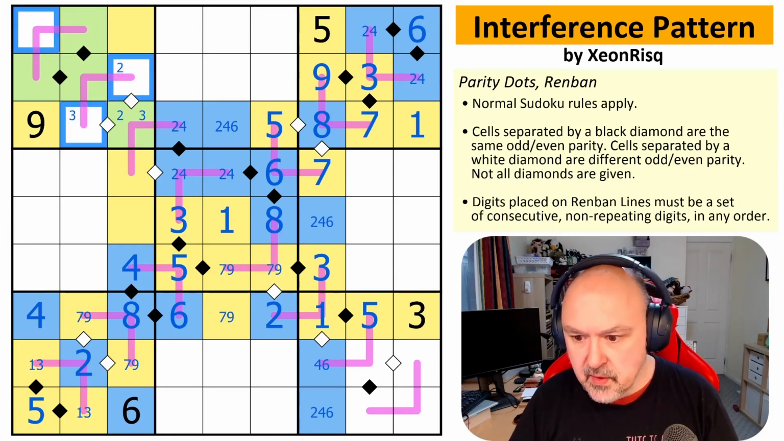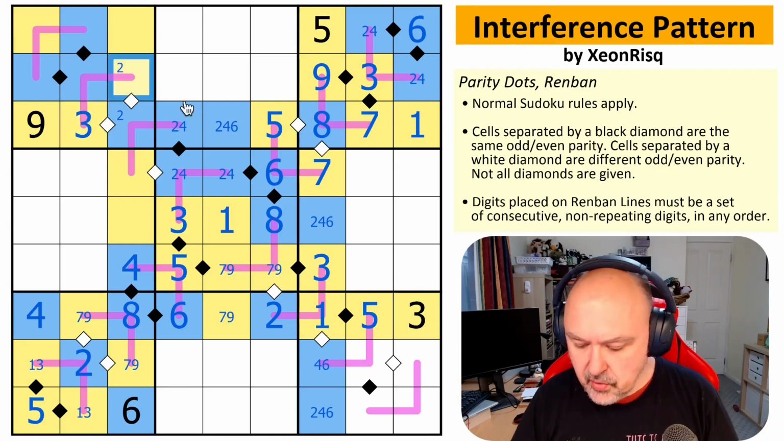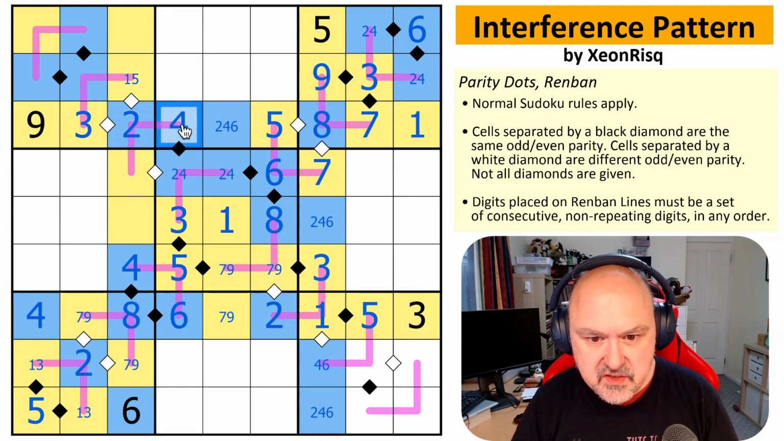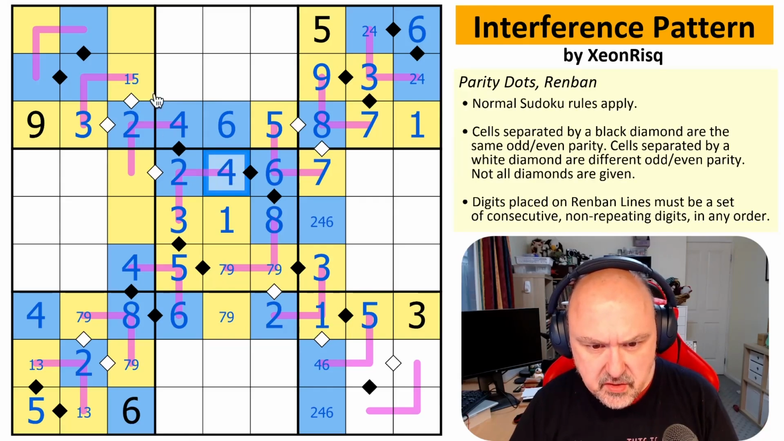So purple becomes yellow, green becomes blue. That's the trick I was missing. So this is not a 3 anymore. This is the 3. Now 3 can only go with 1 or 5. That's not the 2. This is the 2. Wait a minute. If that's 2, that's 4, that's 6. That's 2, that's 4. This is just Sudoku.